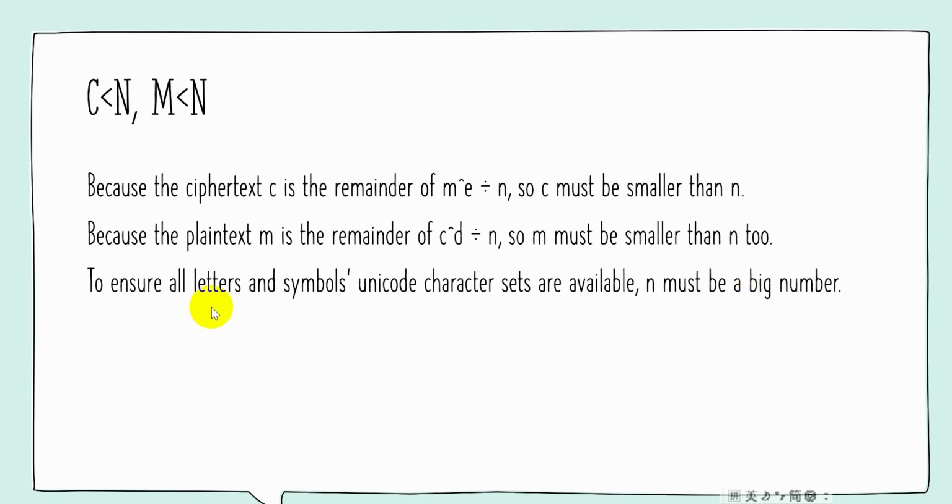To ensure all letters and symbols Unicode character sets are available, N must be a big number, because the letters and symbols, their Unicode character sets are all 4-digit numbers. So to be safe, we want to make N at least 5 digits.